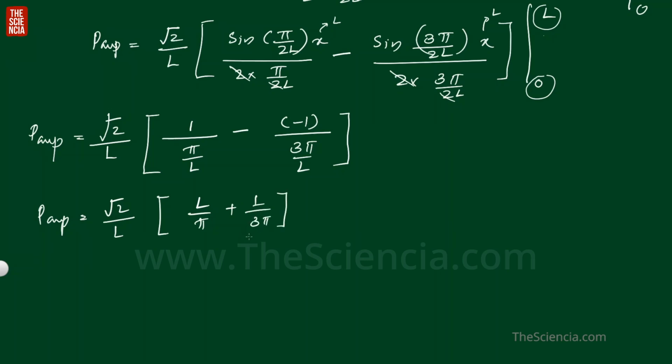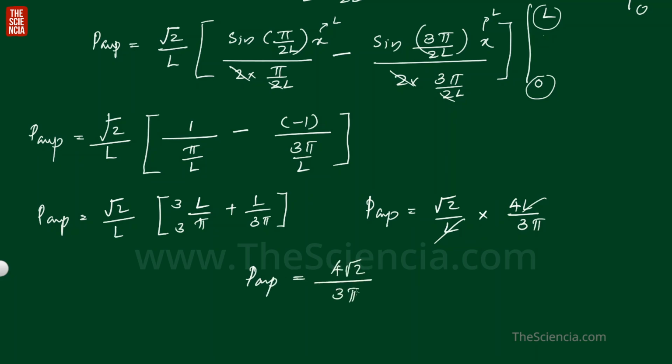Now I want to make the denominator common term. So I am multiplying this with 3 and dividing with 3. So finally we get probability amplitude is equal to root 2 by L into 4L by 3 pi. Here we can cancel this L and L. So finally we get probability amplitude value is equal to 4 root 2 by 3 pi.